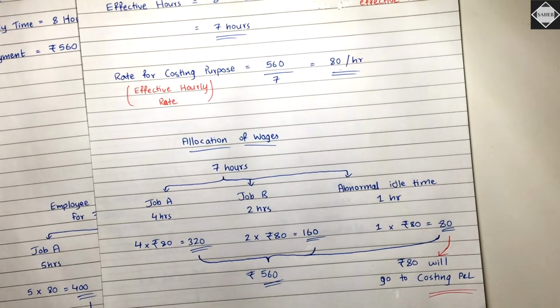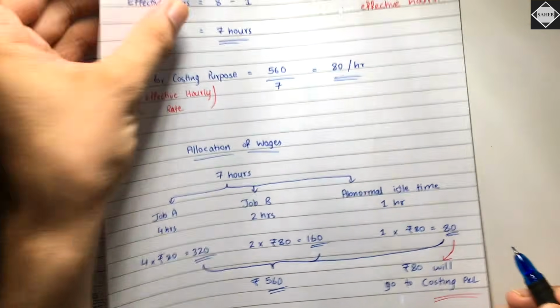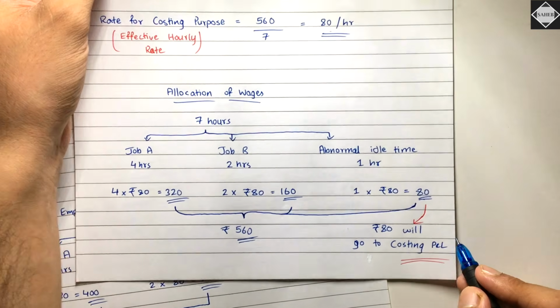No, because it's abnormal idle time. We cannot treat it as cost of production. What will we do? We will take this as a simple loss to costing profit and loss on the debit side. Is it clear? 80 rupees will go to costing profit and loss. Do you understand? This is the difference.